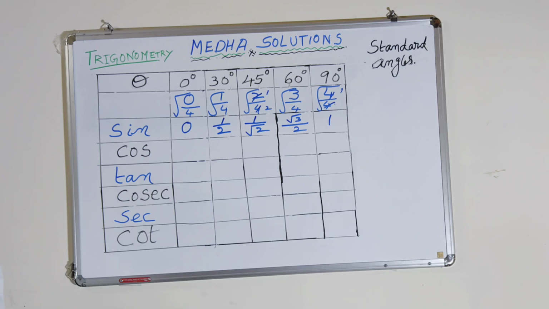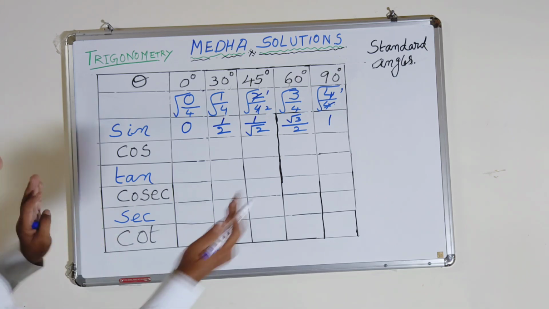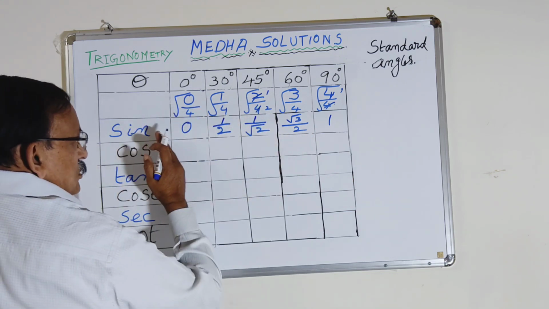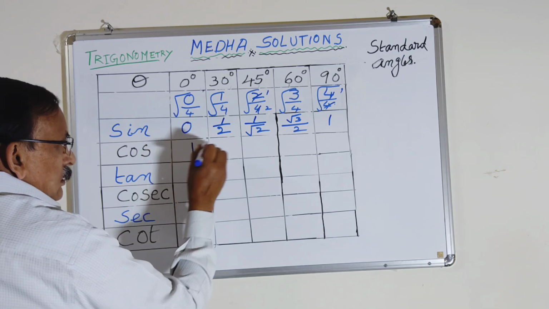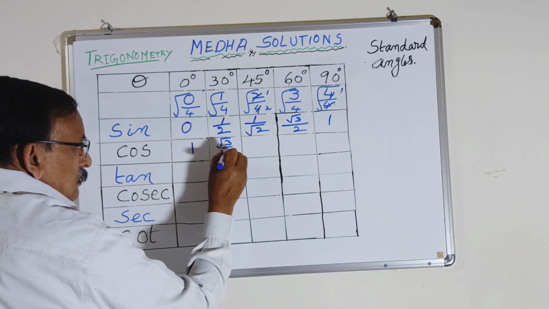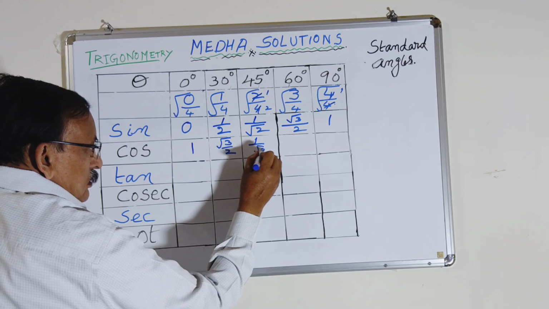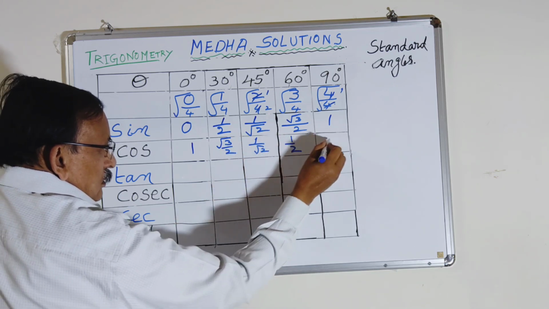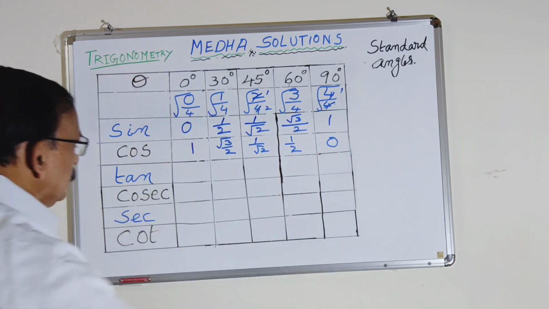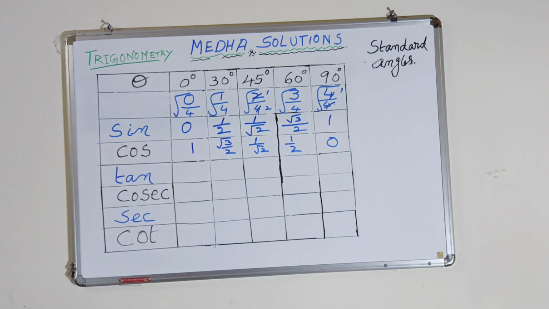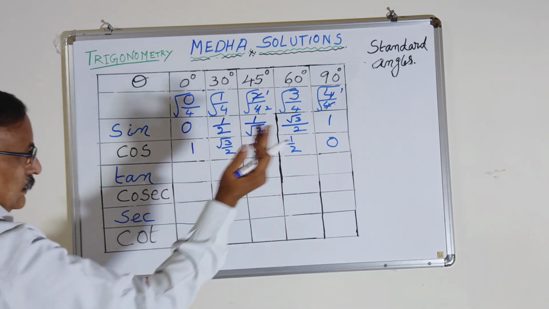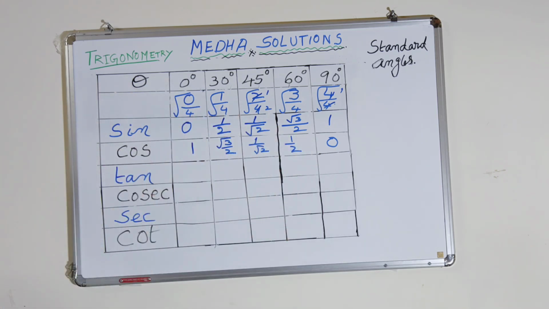Now find out the cos values. Just reverse the order. Here 0 to 1 is there. Now we are writing the same values 1 to 0: 1, root 3 by 2, 1 by root 2, 1 by 2 and 0. These are the cos values. Cos 0 is equal to 1, cos 30 root 3 by 2, cos 45 1 by root 2, cos 60 1 by 2 and cos 90 0. Just we have reversed the order. Here right to left, and the same values left to right we have copied over here.